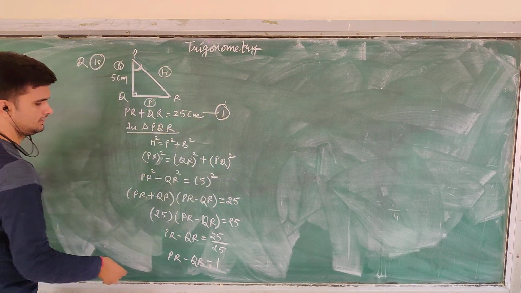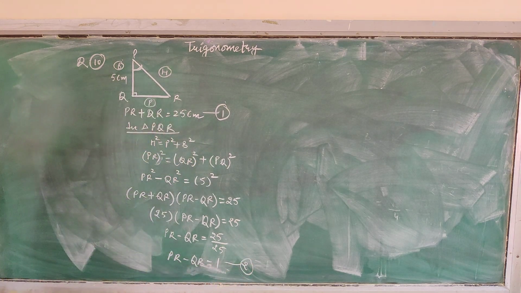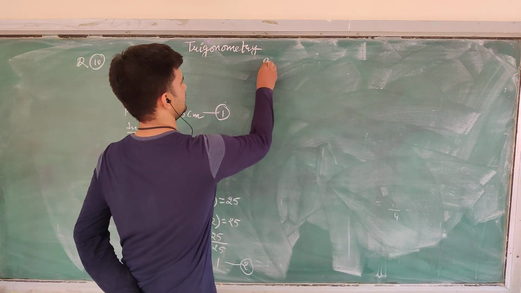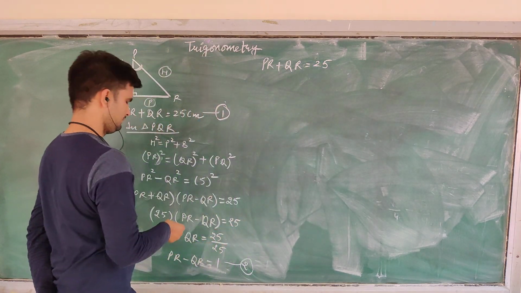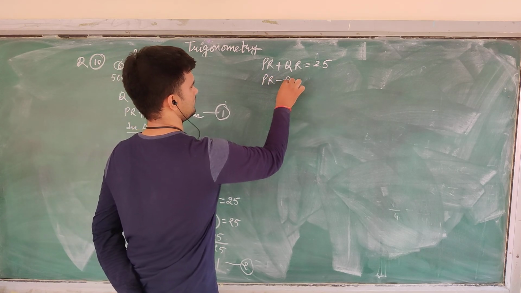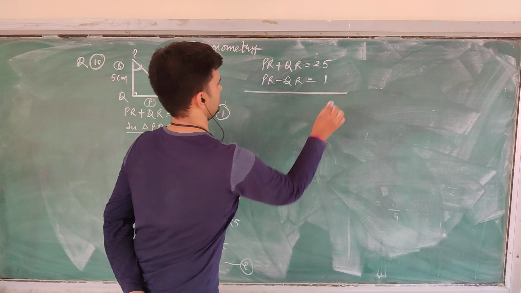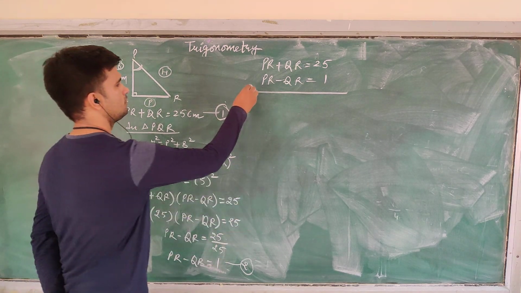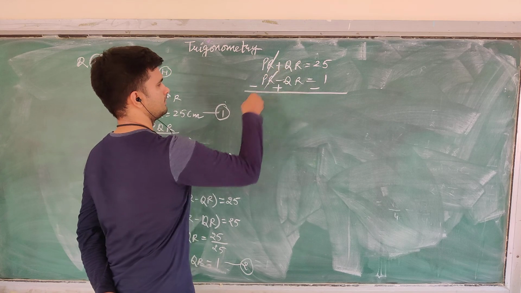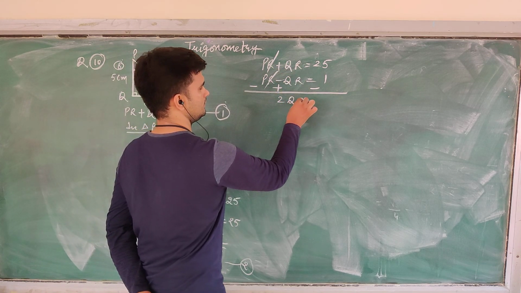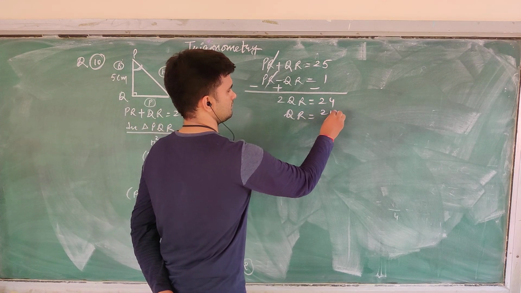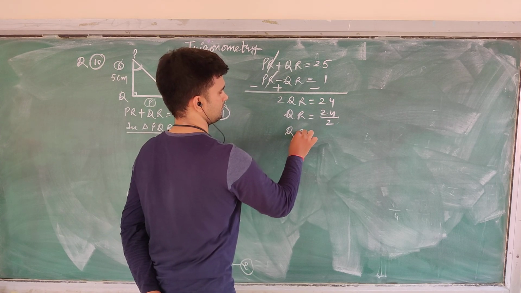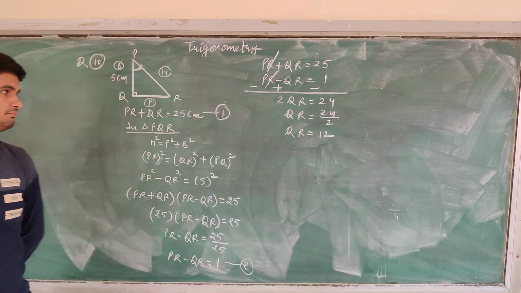Give this given equation as first and this one as second. Now we will solve these two by elimination method. See, PR plus QR is equal to 25, it is given, and PR minus QR is equal to 1. Then subtracting 2 from 1, QR plus QR is equal to 2QR is equal to 24. So QR is equal to 24 by 2. QR is equal to 12.